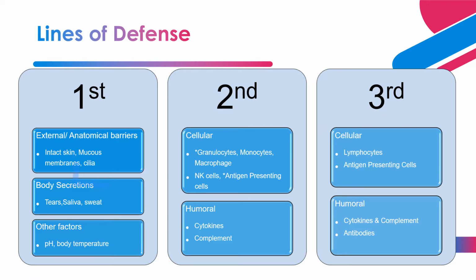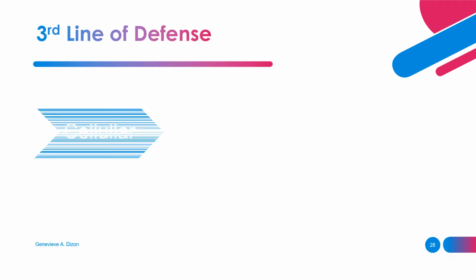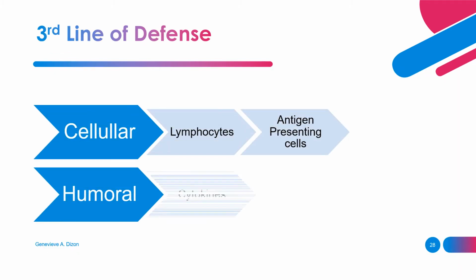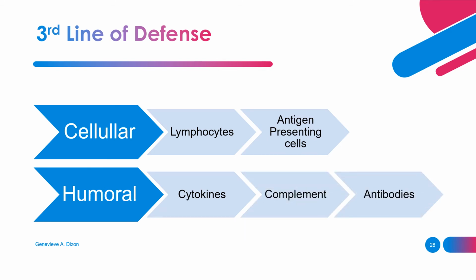We are now done with the innate immune system. Let's now go to the third line of defense, which is part of the acquired immune system. The third line of defense also has cellular and humoral components. Under cellular, we have the lymphocytes and antigen presenting cells, while in humoral, we have the cytokines, complement, and the addition of the antibodies.